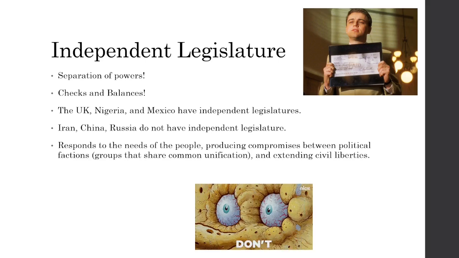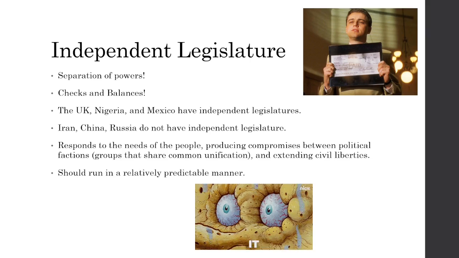These three countries, Iran, China, and Russia, do not have independent legislators for a variety of reasons. An independent legislator, for the most part, will respond to the needs of the people, their desires, what they want to happen within the country. They'll also produce compromises between political factions. So these could be your political parties. They share common unifications that bind them together in their beliefs. And also to promote civil liberties and extend them. They're not taking away anyone's right to life, liberty, property. Some would say the pursuit of happiness. Your basic civil liberties, they're trying to uphold them and enforce them.